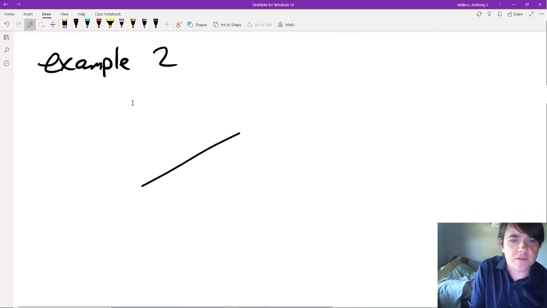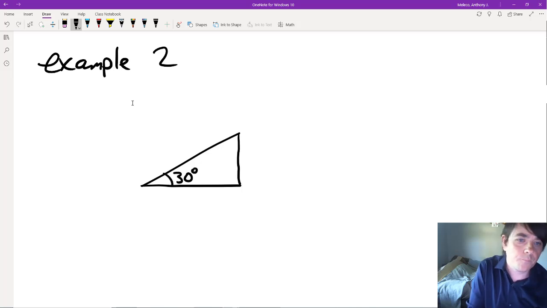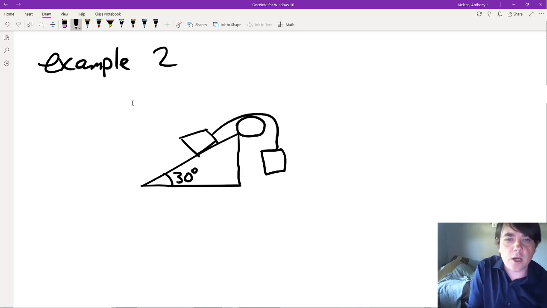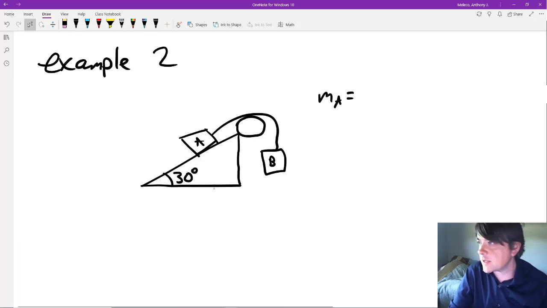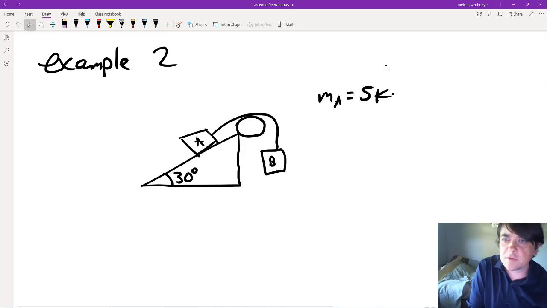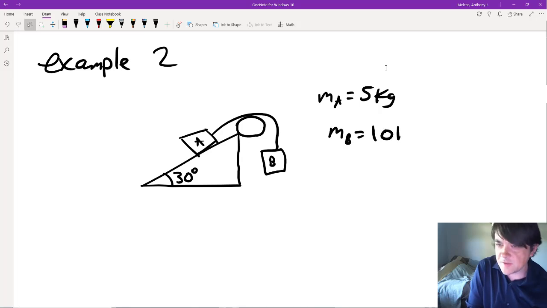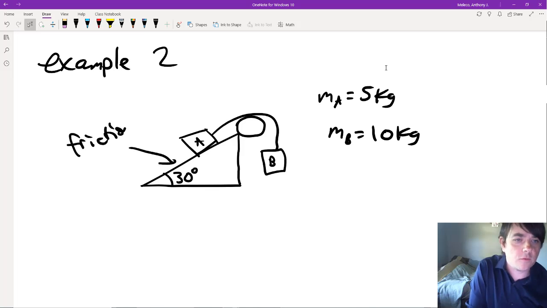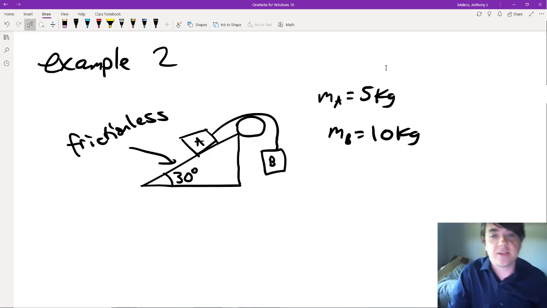And so here's our system. And so this is going to be another Atwood's machine. Okay. So we've got two boxes. We've got A and B. And because I didn't make them big enough, I'll write it out to the side here. And this is going to be 5 kilograms. And B is going to be 10 kilograms. And this will be frictionless, of course. So we'll do friction in the next lecture, but not this one.